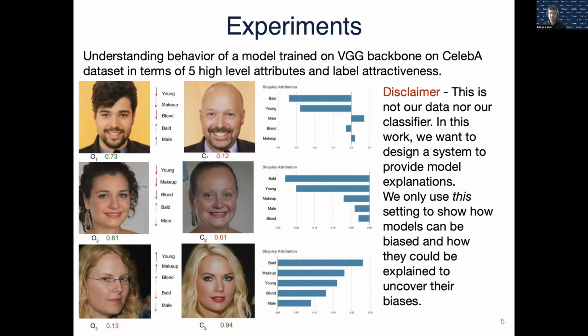Now, we use Shapley value-based attribution to explain the difference between target labels for each pair of images in terms of high-level attributes. For instance, we can see that for the pair of images with index 1, increasing baldness was most important in reducing the target label of attractiveness, while decreasing youngness was the second most important reason.